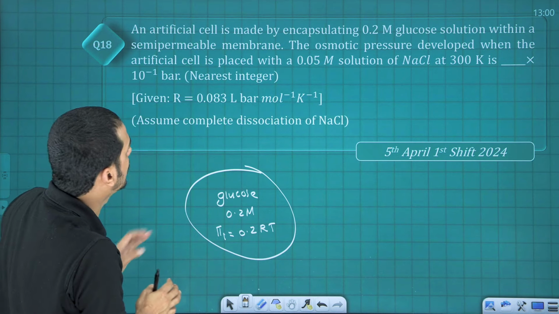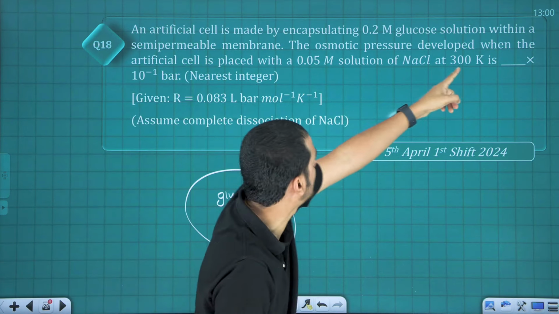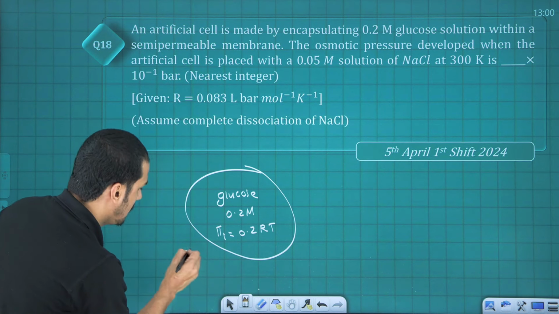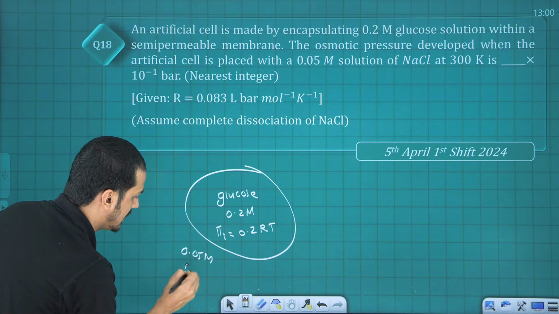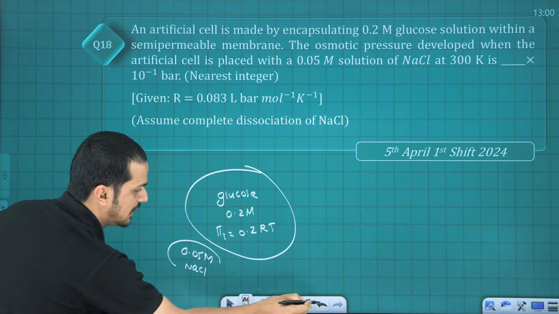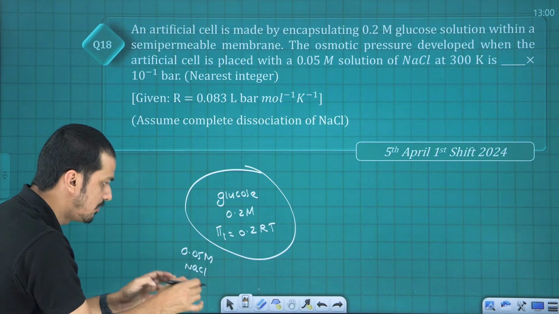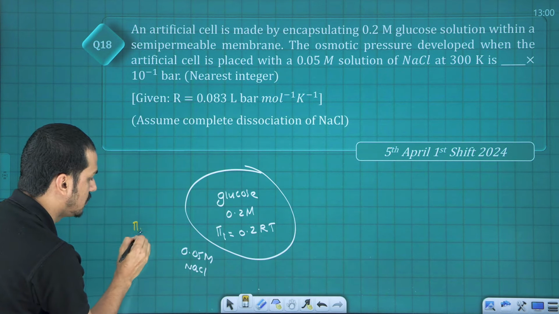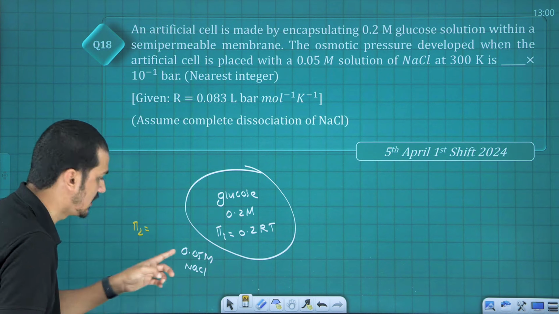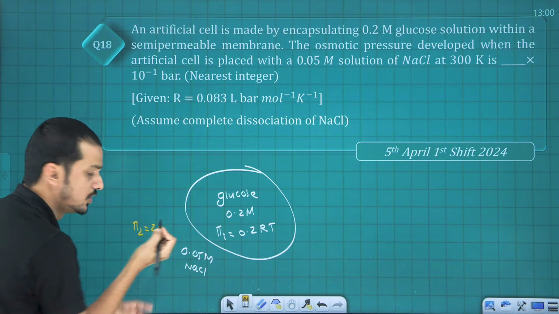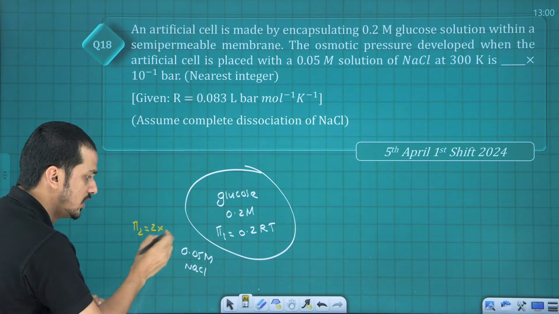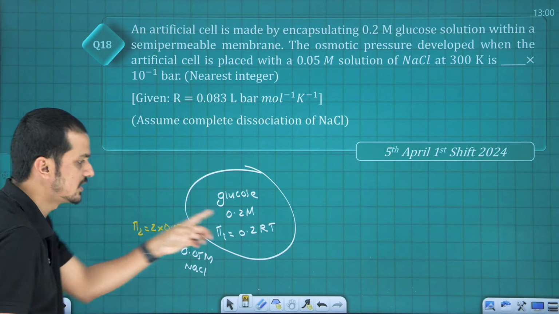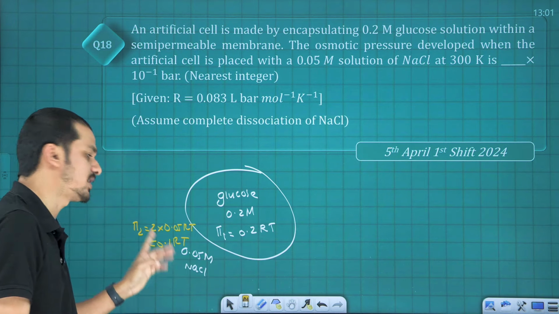Just outside this one, what am I keeping? This entire thing I am going to keep outside, in 0.05 molar NaCl solution. There you are going to keep the entire cell. So what's the osmotic pressure of the 0.05 molar NaCl solution? I take it as pi 2. This NaCl is completely dissociating, so i equal to 2. So 2 into 0.05 into RT, that is 0.1 RT. So inside pressure is 0.2 RT, outside pressure is 0.1 RT.